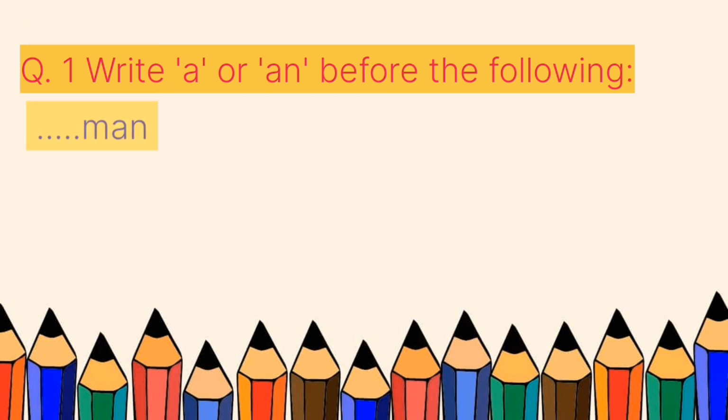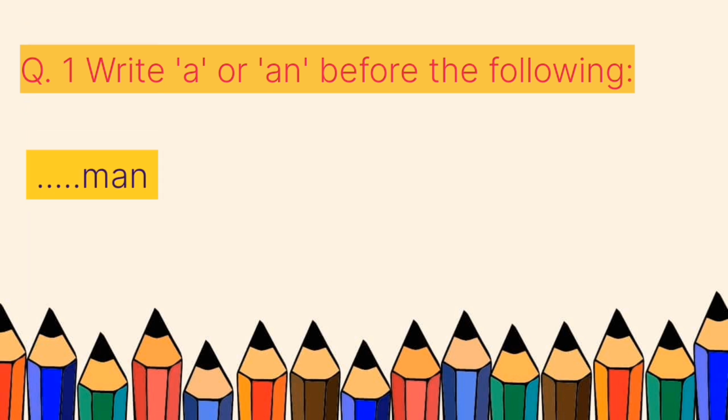Next, dash man. The answer is a man. As I have already explained, article a is used before non-specific things. Here, man is a non-specific singular countable noun and man starts with the consonant sound M. So, article a is used. Dash essay. The answer is an essay. The word essay begins with the vowel sound E. So, article an is used before essay.